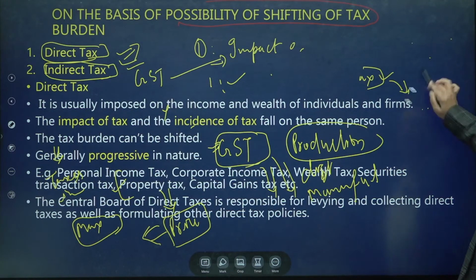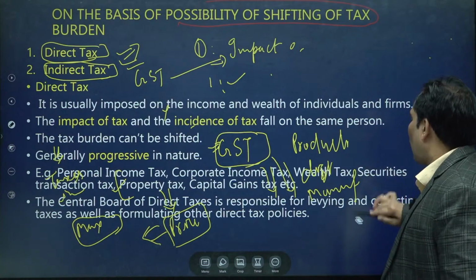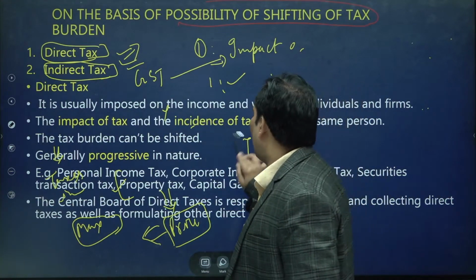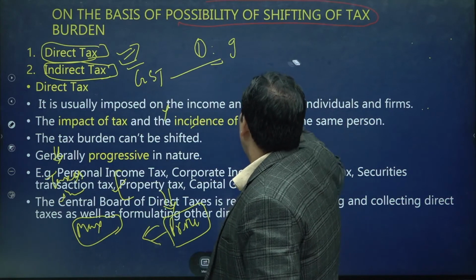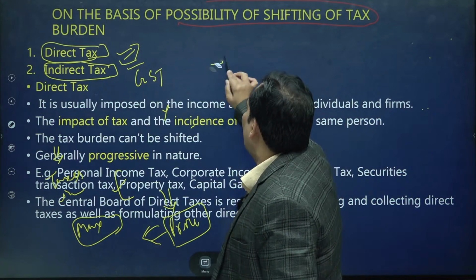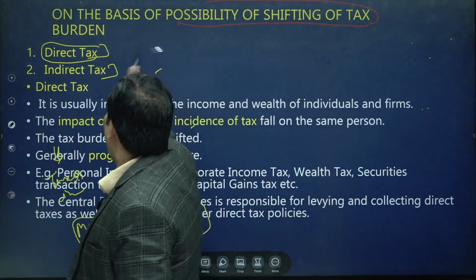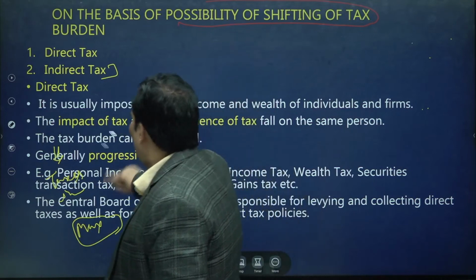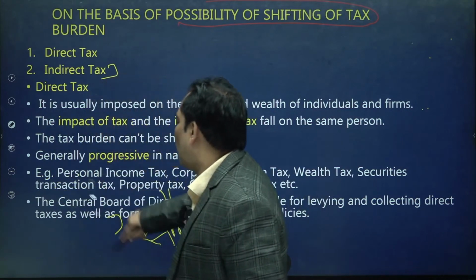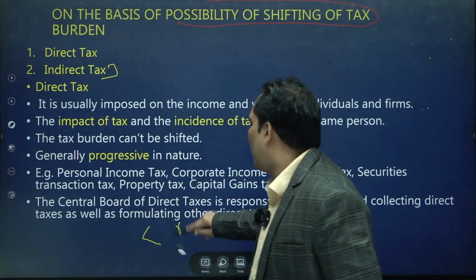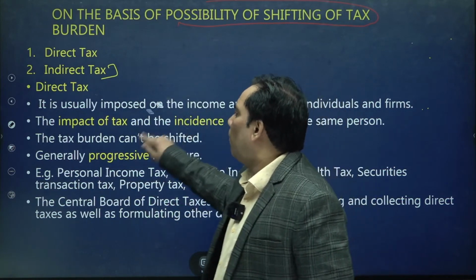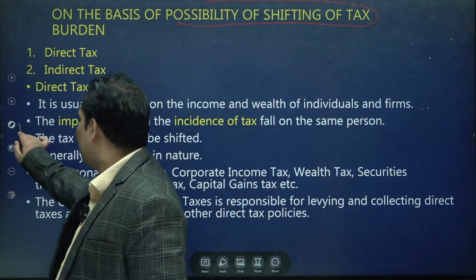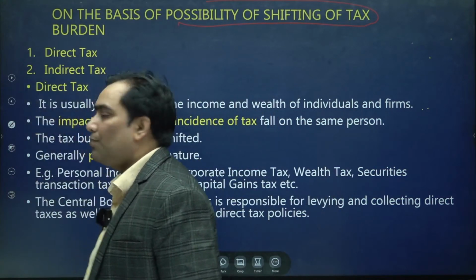Let me know whether incidence of tax or impact of tax is clear or not, because I will frequently use these words. Impact of taxes: on whom it is being levied. In case of indirect taxes, tax is levied on the manufacturer or the producer, but who is going to bear it finally? The consumer is going to bear the burden of taxes in the form of prices of goods and services. That is the meaning of incidence.